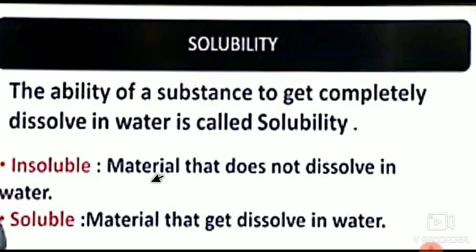Insolubility: a material that does not dissolve in water is called insoluble. Example, sand. This sand does not dissolve in water, therefore it is insoluble. Next, soluble: a material that gets dissolved in water completely is called a soluble material. For example, salt, sugar, etc. Salt and sugar completely dissolve in water, therefore they are soluble materials.